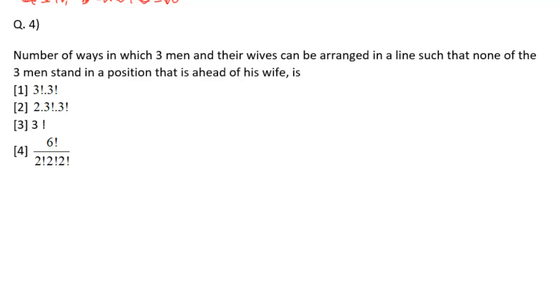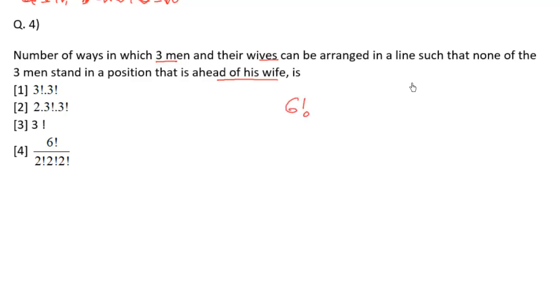Now, the fourth question says that the number of ways wherein three men and their wives can be arranged in a line such that none of the three men stand in a position that is ahead of his wife. Now, such a question can easily be understood if we ignore the condition. The condition is that no man should be ahead of his wife. Let us first of all ignore this condition. We have three men and their corresponding three wives, right? So there are six people in total. So irrespective of the condition, the total number of ways wherein they can be arranged is 6 factorial, right?